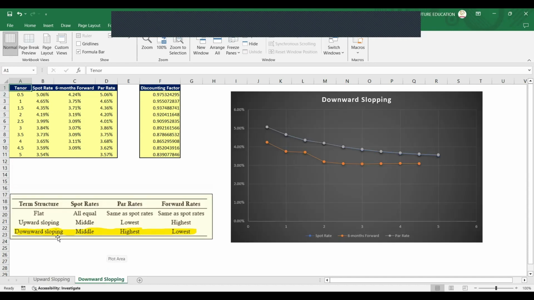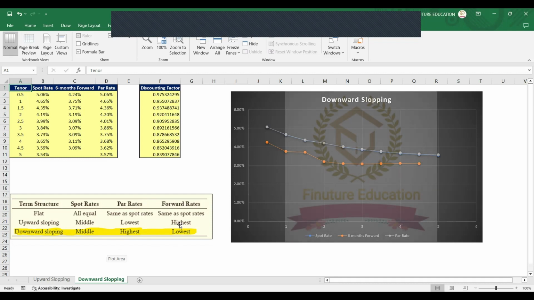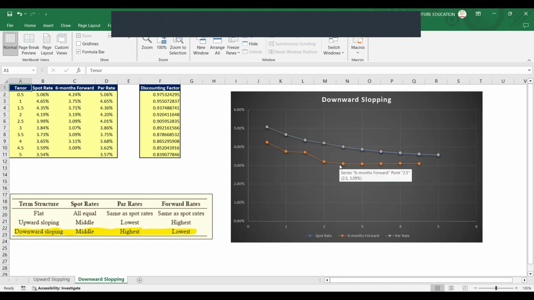Likewise, if you look at the downward sloping curve, the spot rate would be in the middle only, but the par rate curve and forward rate curve will flip their positions. If your curve is downward sloping, that means future expectations are lower, so the forward rate curve will come down. What in upward sloping was the highest orange line is now the lowest, and the par rate has gone above. Most of the time it is higher than the spot curve. So the par rate is highest and the forward rate is lowest when you have a downward sloping curve.